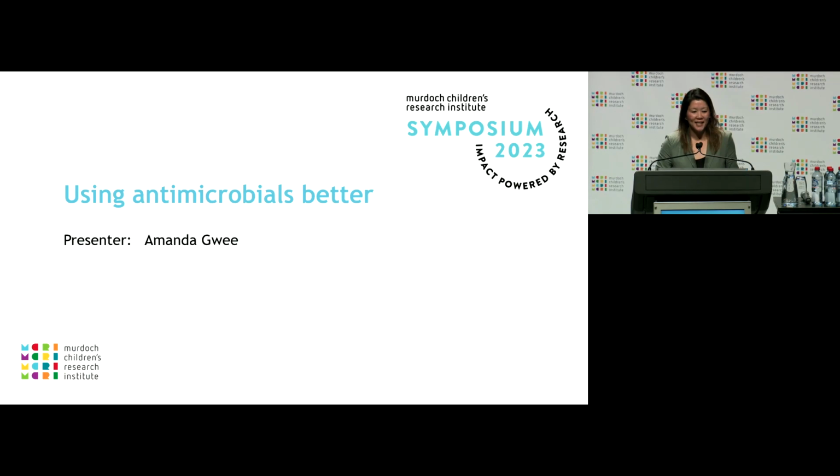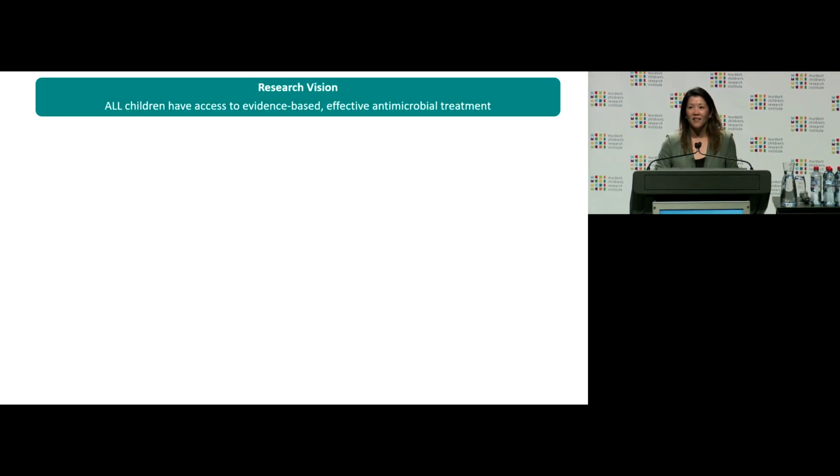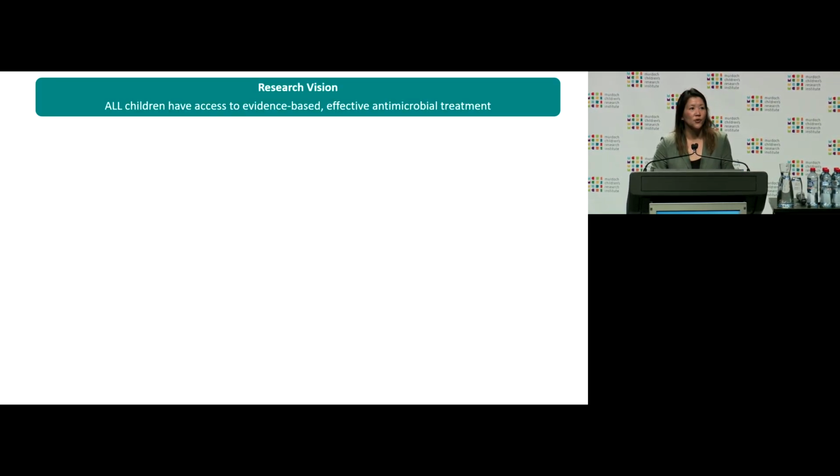So my group's called the Antimicrobials Group, and our research vision is really that all children have access to evidence-based and effective antimicrobial treatment. And we think this is a really important area of research because each year more than 6 million children die due to a lack of access to effective antimicrobial treatment. So our research program really focuses on the serious and high burden infections in children, and today I thought I'd just give you a snapshot of some of the domains of research that we're working on.